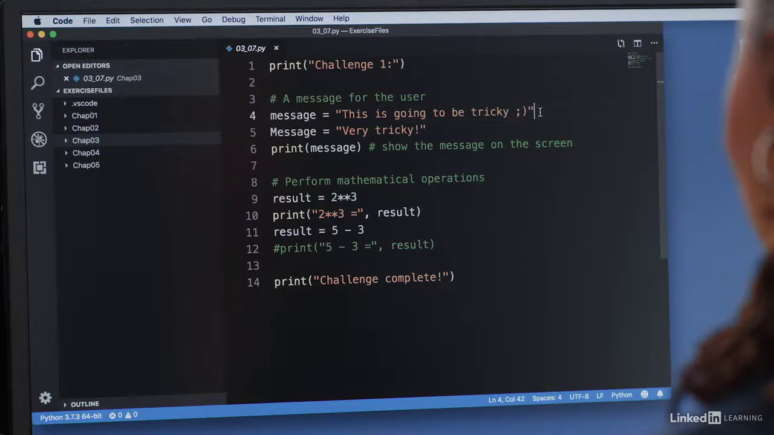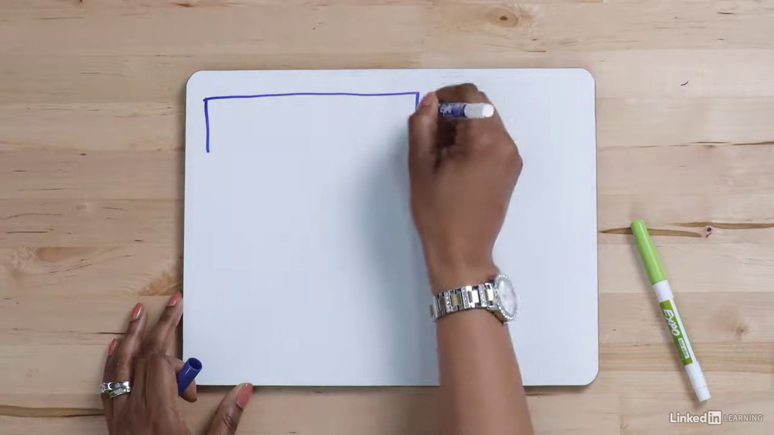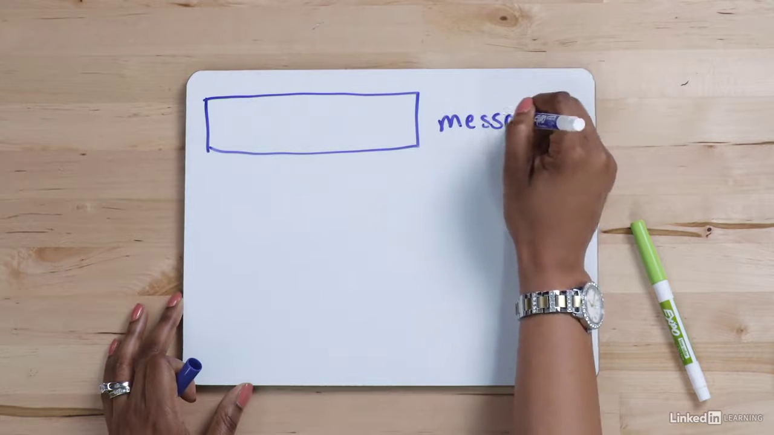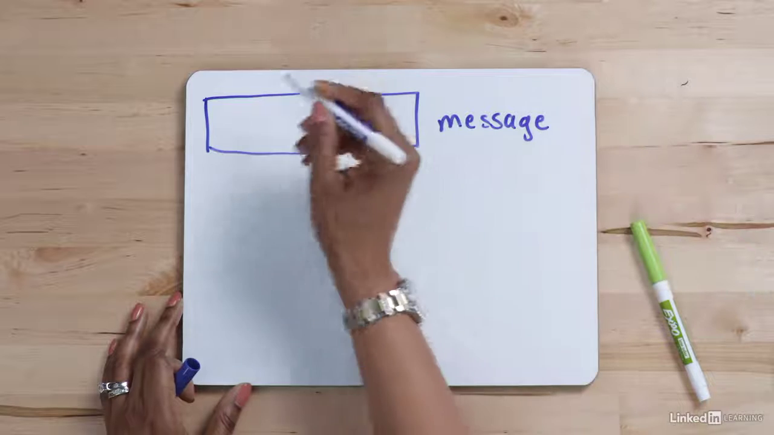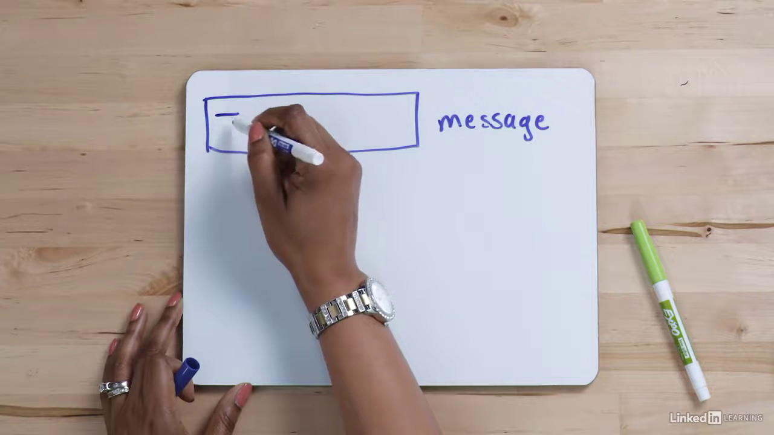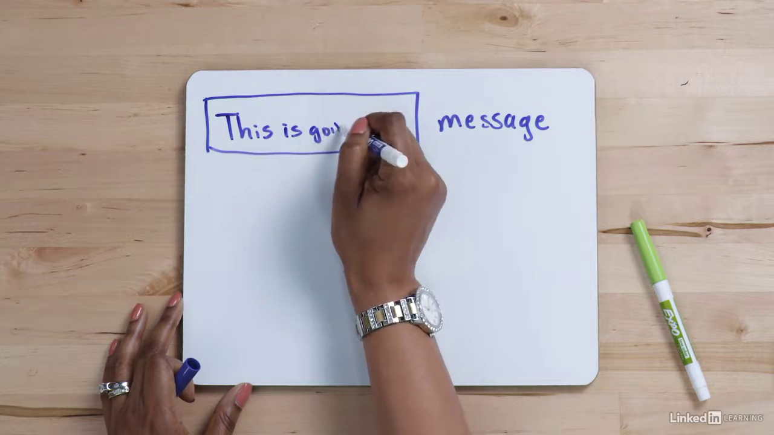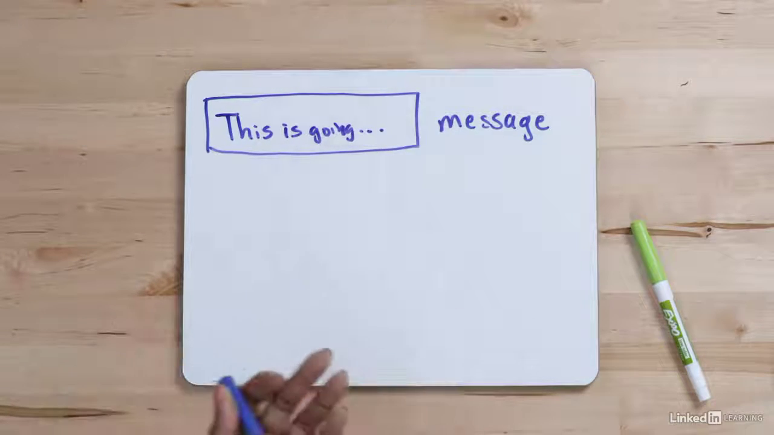Next, on line number 4, we come to our very first variable. It's named message, and the value is the string, "this is going to be tricky." Whenever I come to a variable, I write it down and I keep its current value. So let's create a box for message, and its value, this is going to be tricky. Great.